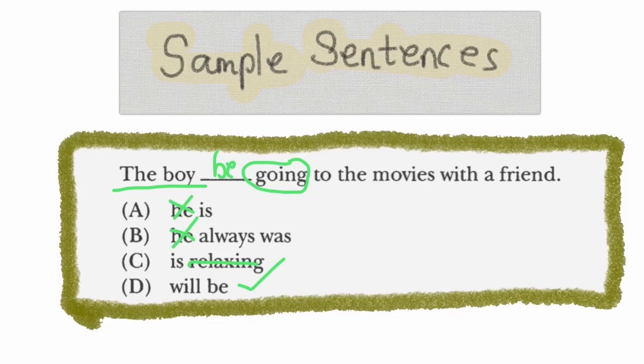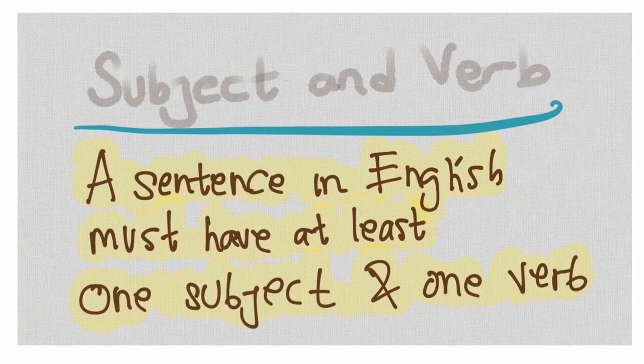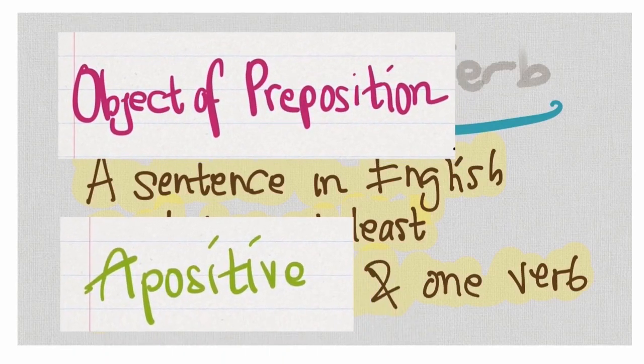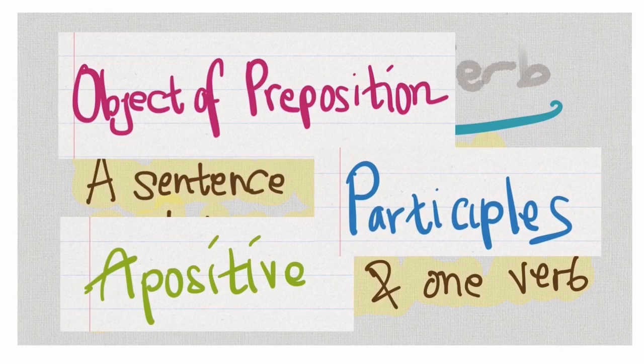Now we'll conclude this section. A sentence in English must have at least one subject and one verb. In the next section, we'll discuss more in detail the problem of object of preposition, appositive, and participles in a sentence.